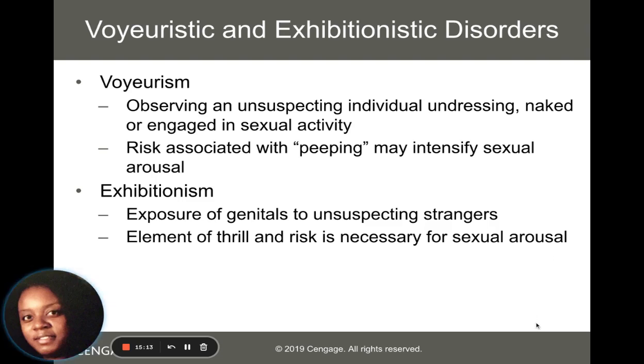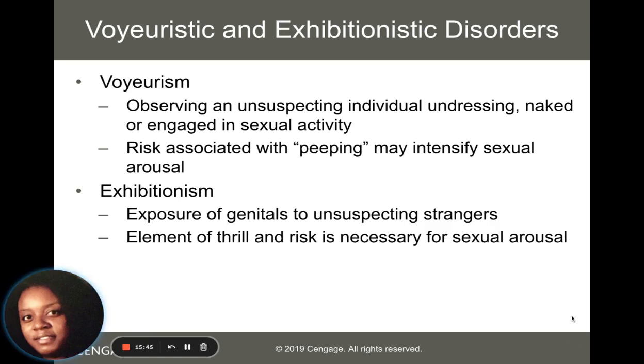We also have voyeuristic and exhibitionistic disorders. Voyeurism typically involves observing an unsuspecting individual as they're undressing, naked, or engaged in sexual activity. There's risk associated with this because it often involves peeping, which may intensify the sexual arousal. And then exhibitionism involves exposure of the genitals to an unsuspecting stranger. There's also an element of thrill and risk that's associated with it for sexual arousal.